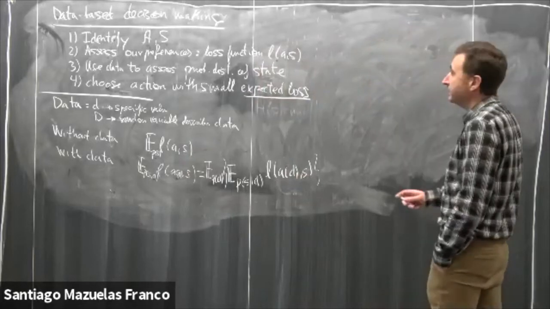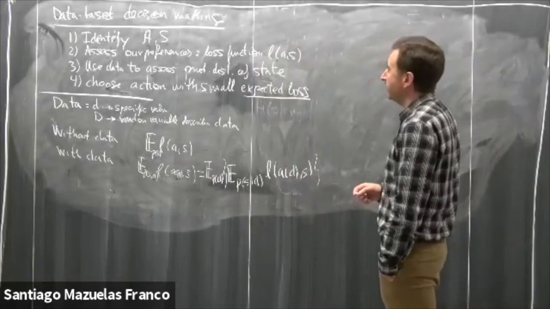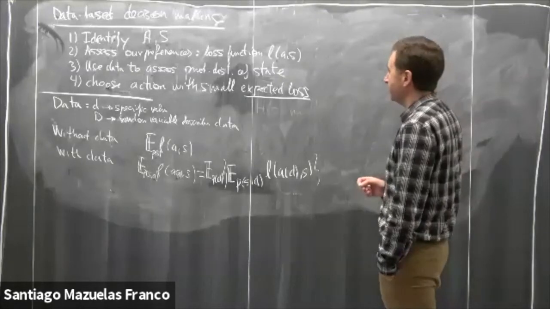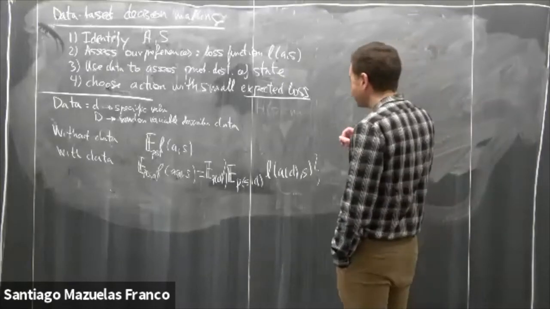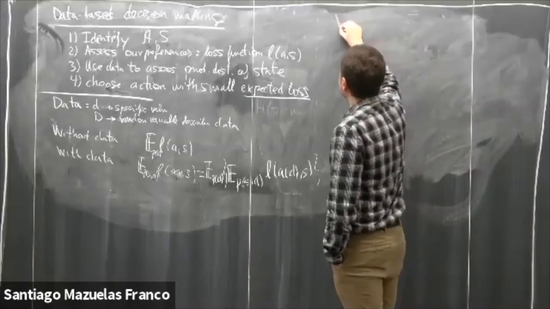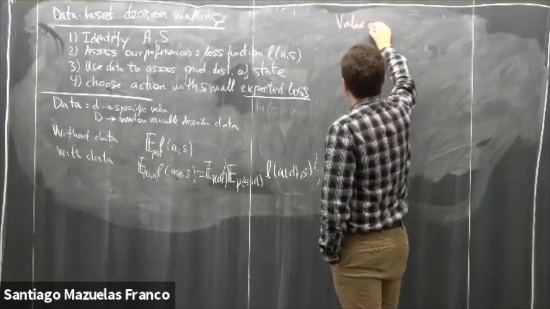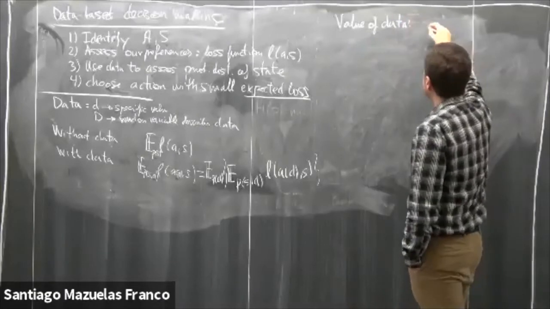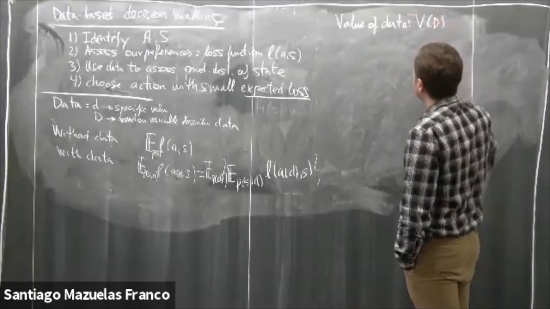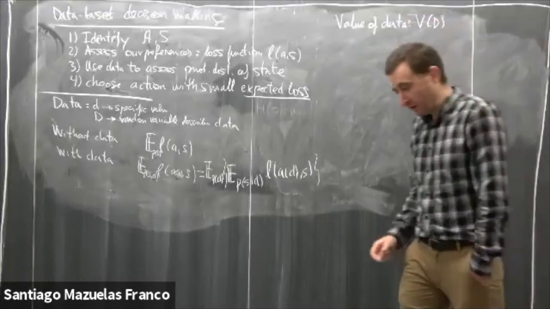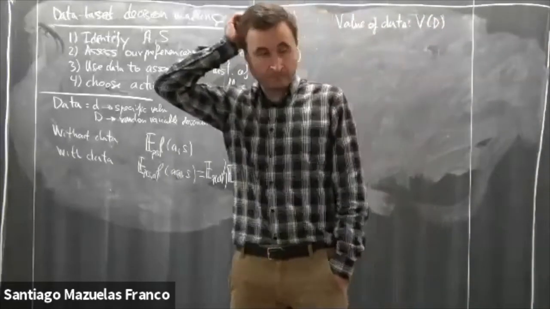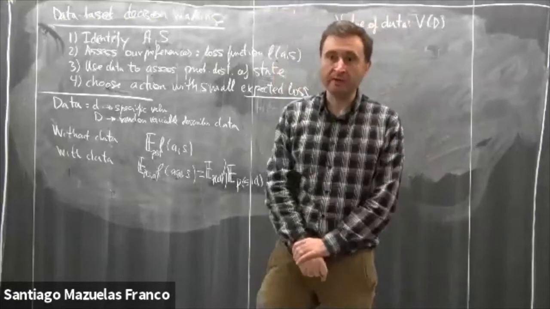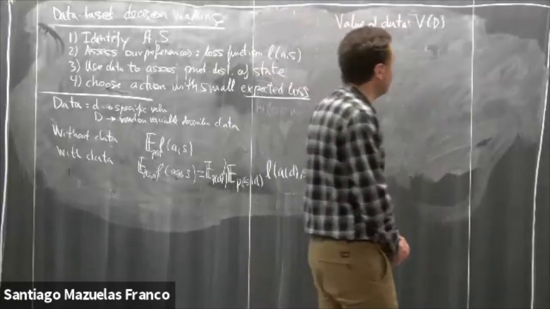So this is basically how we can make decisions using data. And just the last thing in terms of theory before going to examples is to define something that we can call the value of data. The value of data, let's call it V, the capital V, is how valuable it is to have access to a certain data source, like how valuable it is to look through the window in the mornings when we want to decide to take the umbrella or not.